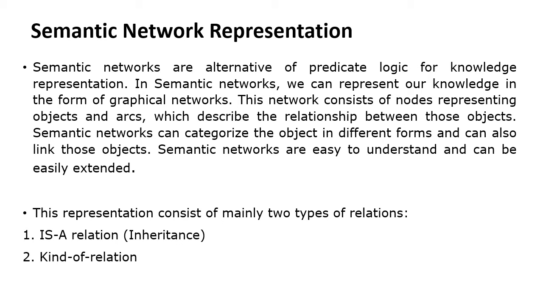Semantic networks are easy to understand and can be easily extended. It is very easy to understand. It represents the slot and filler in the form of arcs and objects. This representation consists of mainly two types of relations. The first is the is-a relation, which contains the inheritance kind of relations. And the second one is the kind-of relation. A kind-of relation means the type of relation.